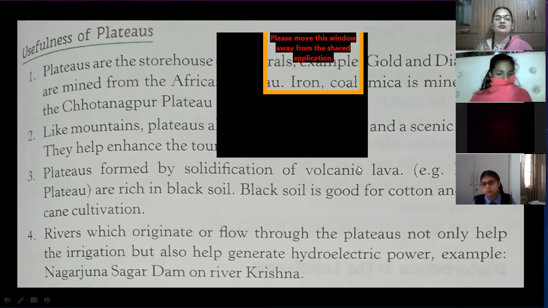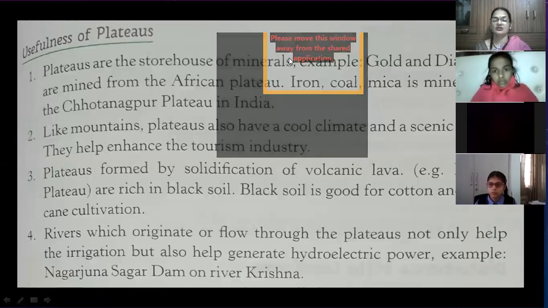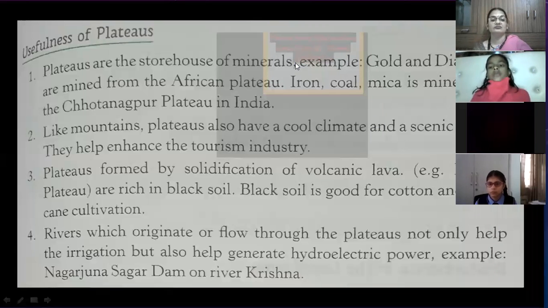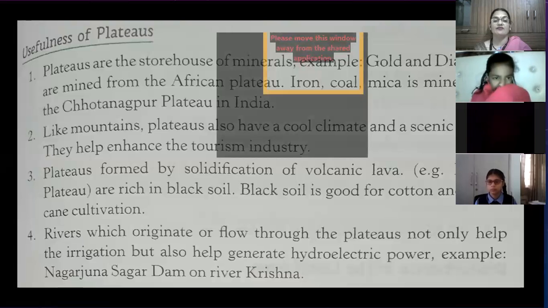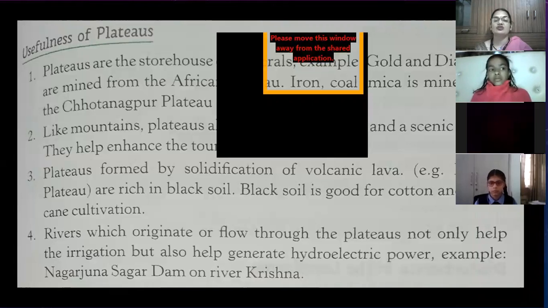Like mountains, plateaus are very useful to us. They have a cool climate and scenic beauty. They also help to enhance the tourism industry in India. Plateaus formed by the solidification of volcanic lava are rich in black soil. Black soil is good for cotton and cane cultivation.